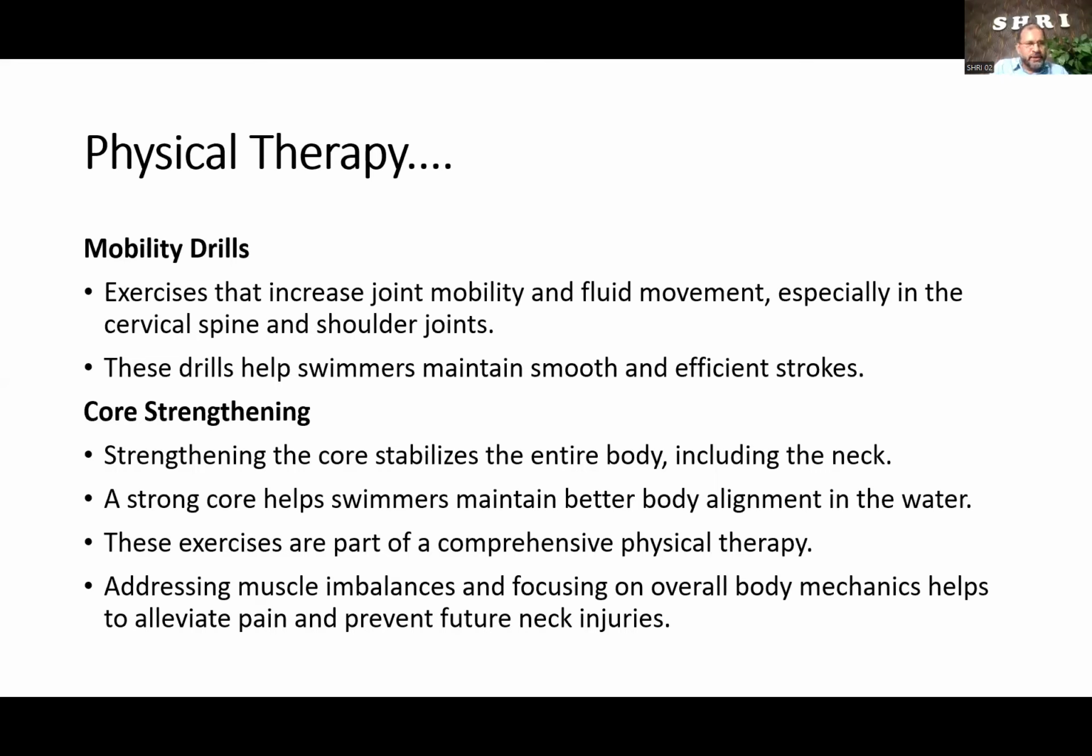Then the core strengthening. Core strengthening is very important, right? Strengthening the core stabilizes the core muscles of the entire body, right? Including the neck. Then a strong core helps swimmers maintain better body alignment in the water. I told you earlier, if you want to keep the body in one straight line, your core has to be very strong. So core strengthening exercise is very important. So these exercises are part of comprehensive physical therapy. So when we send them to the physiotherapist, they will definitely teach them how to do core strengthening exercises.